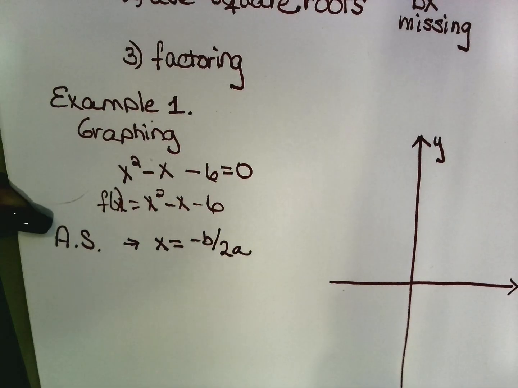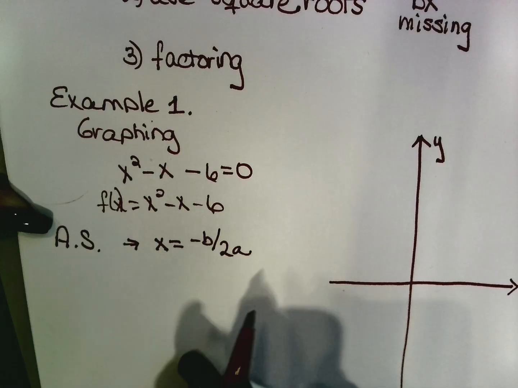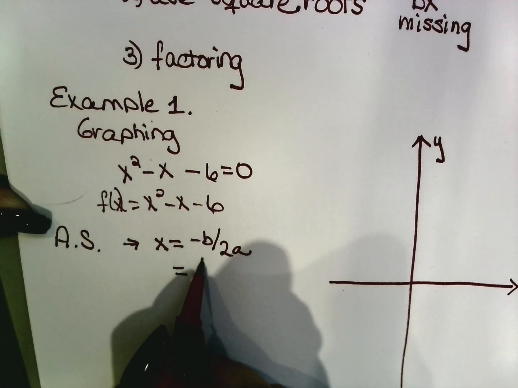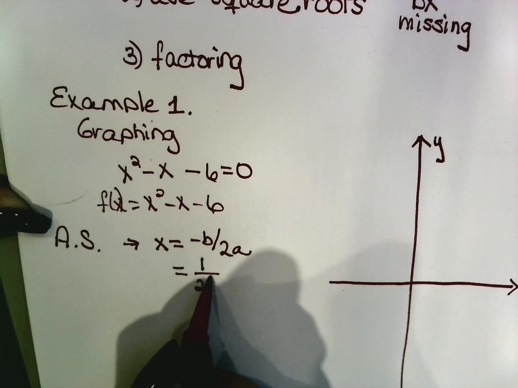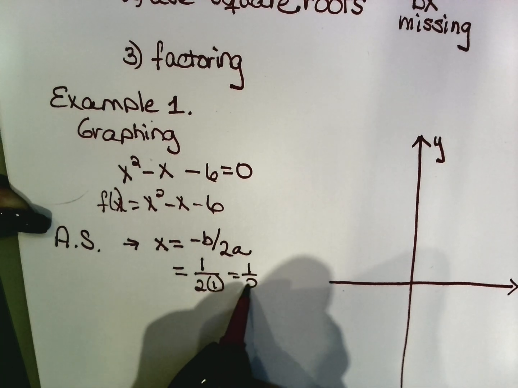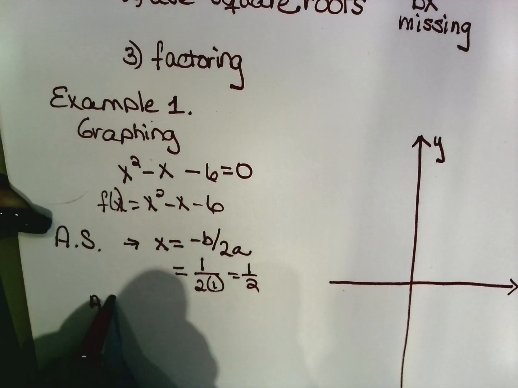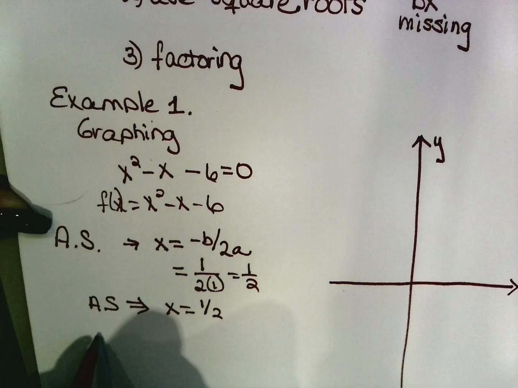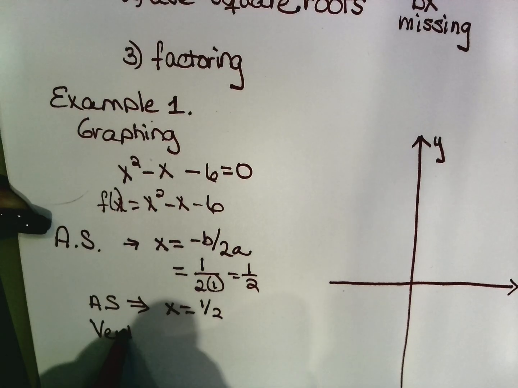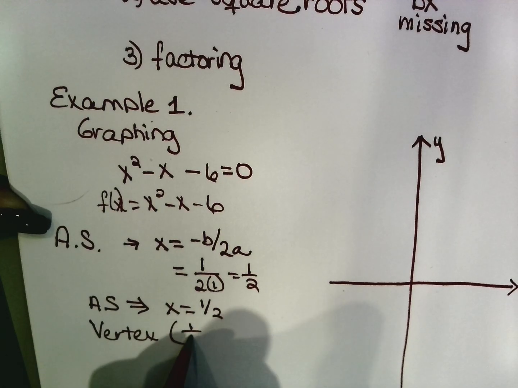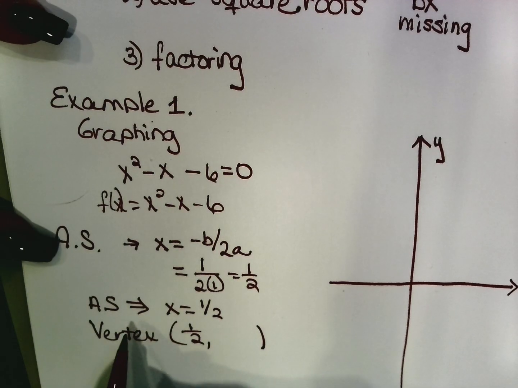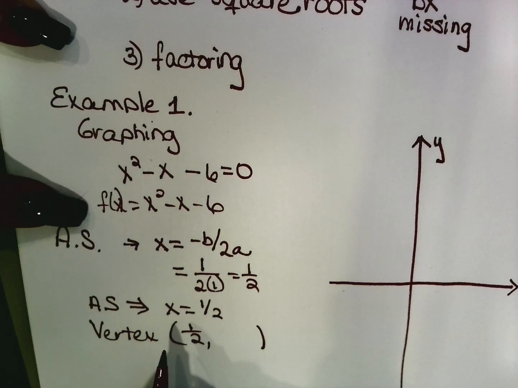Again, we're looking for this vertex. Okay, so b is negative 1, so that'll be a positive 1 over 2 times 1. So that's 1/2. So my axis of symmetry is x equals 1/2. That means my vertex is going to be at 1/2 comma something. Remember, the vertex is always on the axis of symmetry.